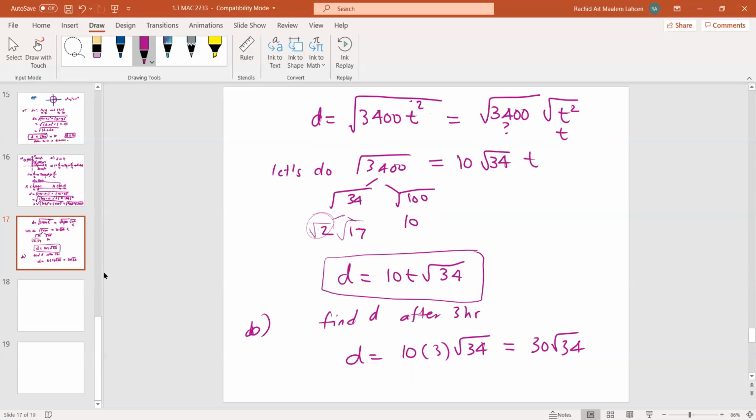And the instruction says round your answer to 2 decimal places, which means we're going to use a calculator. That's 174.93 miles. All right, so this is the exact, and this is the approximate, right? But it satisfies whatever request is given.